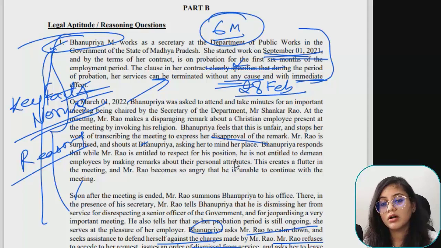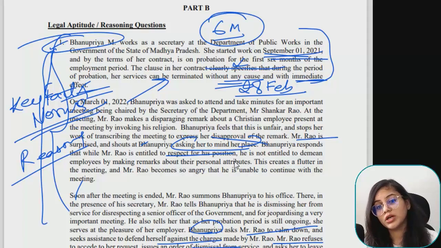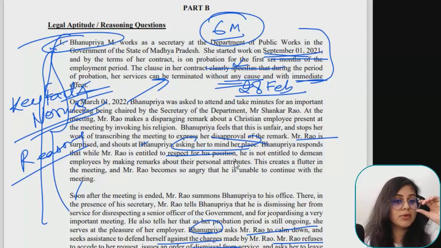Key facts do not relate to small things, like the fact that Mr. Rao shouts at Bhanupriya asking her to mind her place. This might not be a key fact, because when you try to frame the reasoning in your head, you will see what are essentially the facts that you've taken into account in order to form your arguments.